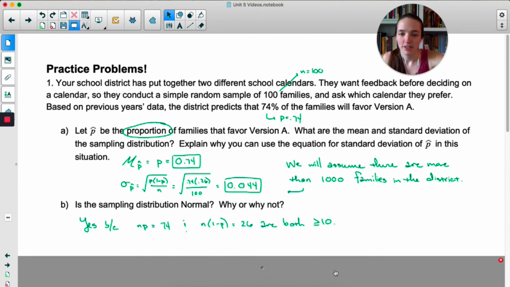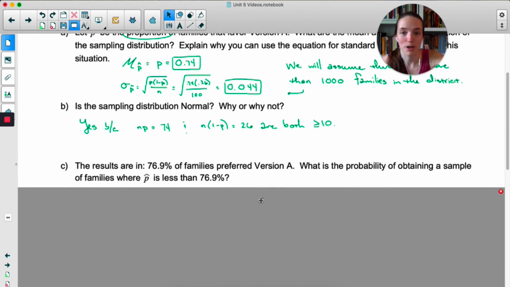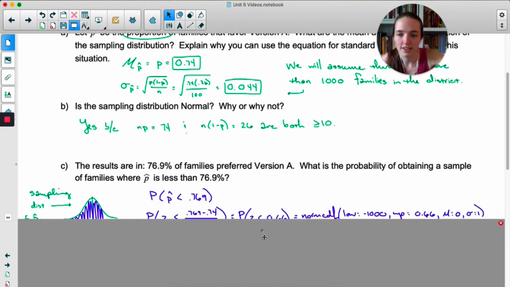For normal, when we're dealing with proportions, we have to check np and n(1 minus p). Here that's 74 and 26. Those are both greater than or equal to 10, so we're good. Now we get to the actual probability question. What's the probability of getting a sample of families where p hat is less than 76.9%? So I started with a picture.